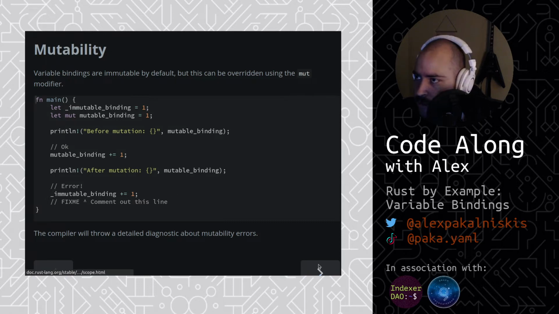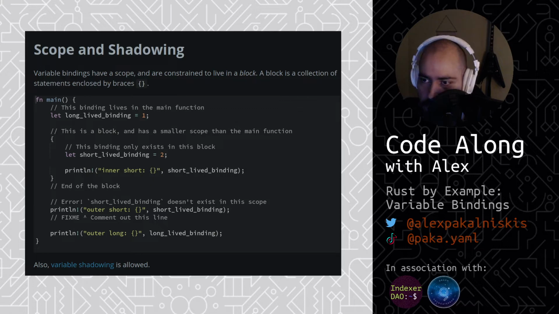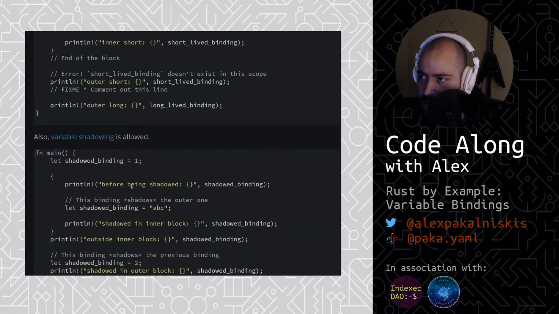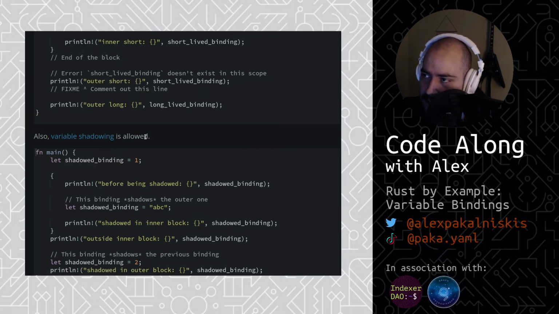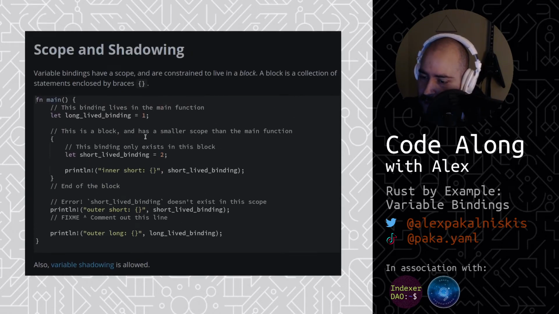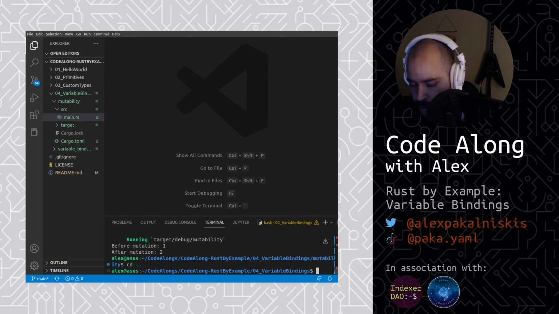All right, so now we're working on scope and shadowing. So variable bindings have a scope and are constrained to live in a block. And a block is a collection of statements enclosed by braces or curly brackets, whatever you want to call them. So another short overview, and then variable shadowing is also allowed. So let's toggle back to VS Code and actually work through these code samples that the Rust team has shared with us.